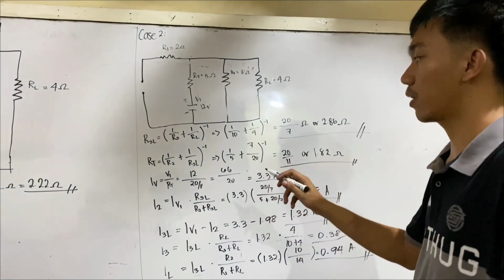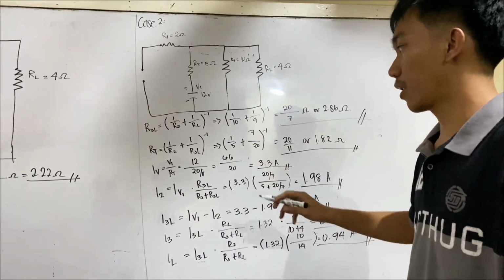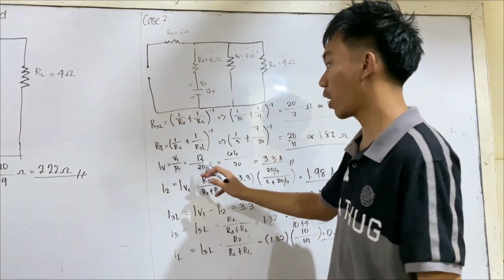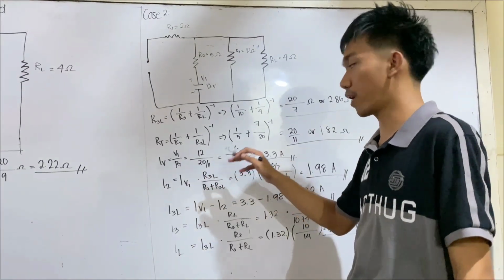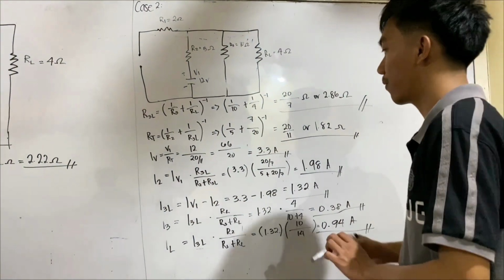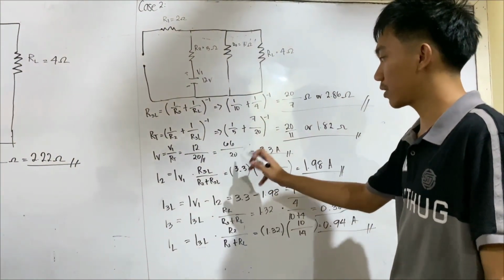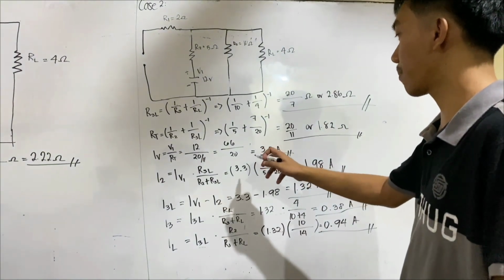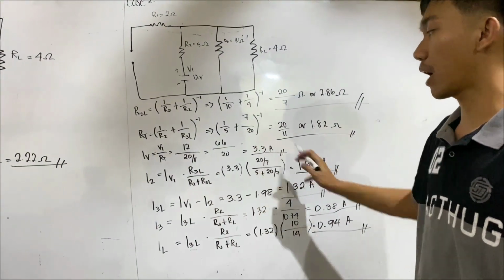Then for our IV, we will have this formula, V1 over RT. Then we will just substitute the values, 12 over 20 over 11. Then we will have 66 over 20 amps or 3.3 amps.